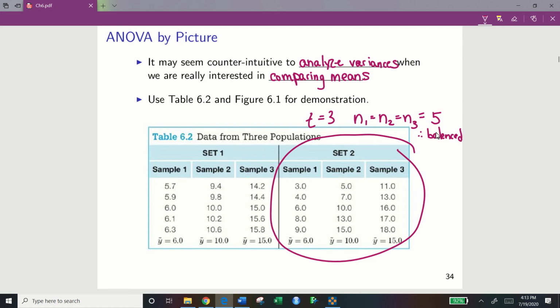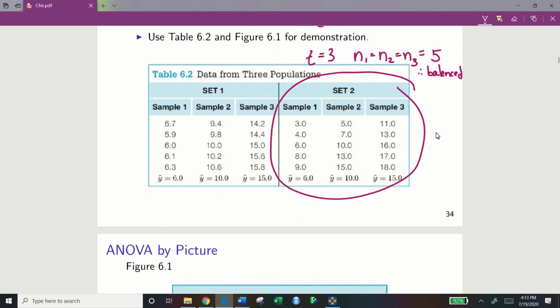Also, if we were trying to write a hypothesis test, our null hypothesis would be mu1 equal to mu2 equal to mu3. Our alternative hypothesis would be, same as it was written before, at least one mu-I does not equal the others.